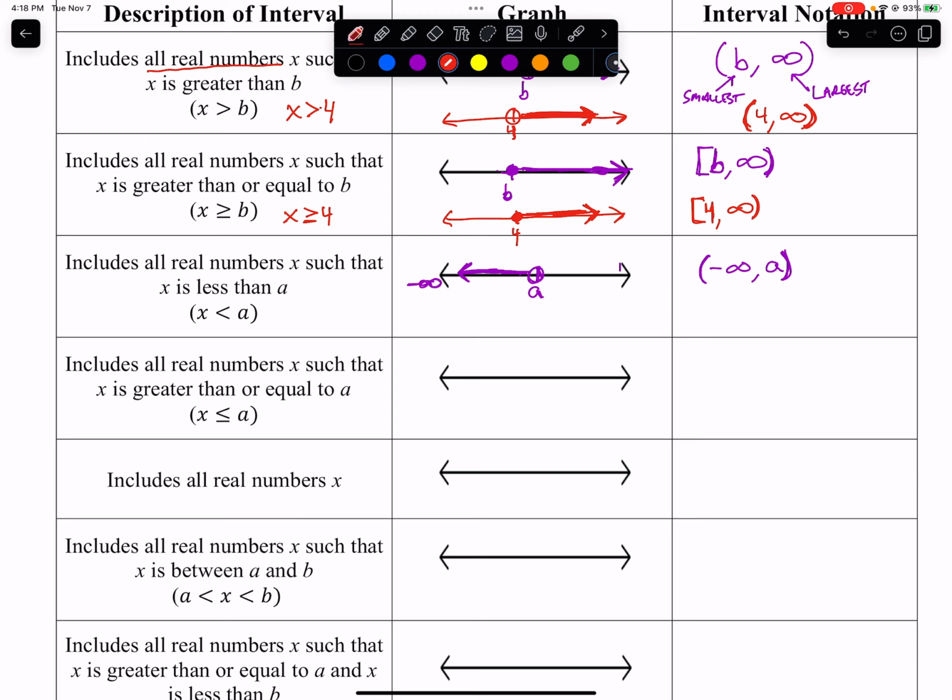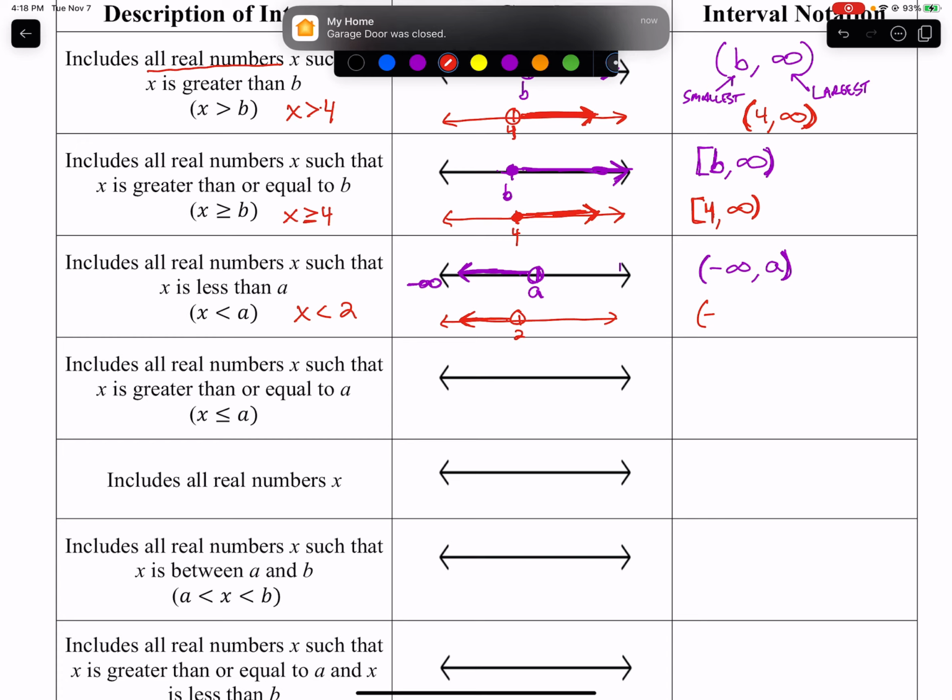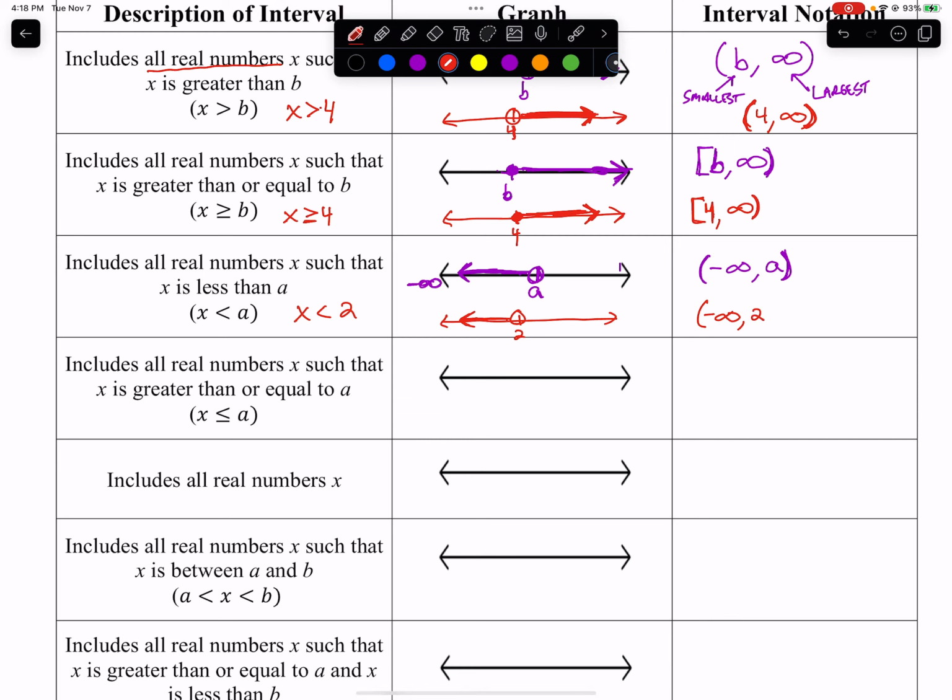If I were to give you a more concrete example, I could say x is less than 2. On a graph, I could put 2 on there, open circle because I don't want to include 2, and color in everything to the left. That means my smallest number on this interval, the number all the way to the left, would be negative infinity. The garage door is closed. And the highest number would be 2, and I would not include 2.